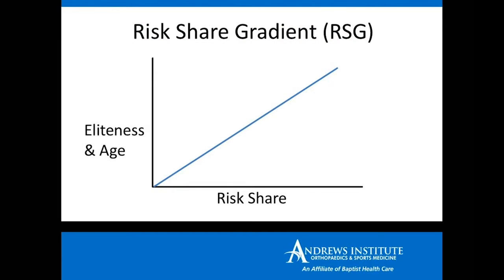So on this axis, age of the athlete rising and eliteness rising, and how much are you willing to risk share? All right? I guess mathematically it'd be the area under the curve, right? That's the risk share. What's that mean? That means that an injury is not an injury is an injury.